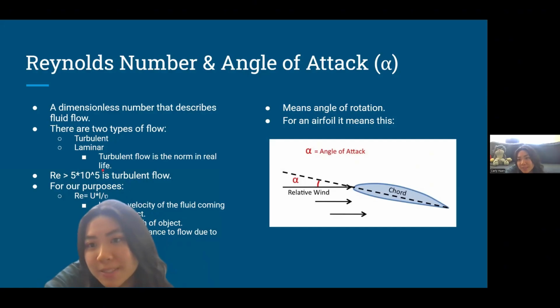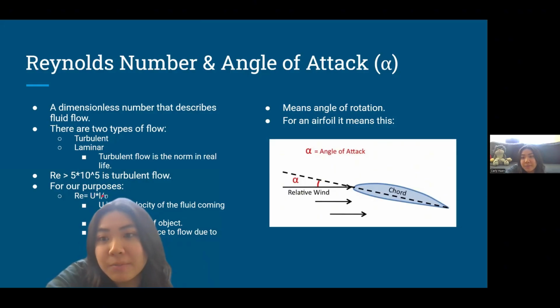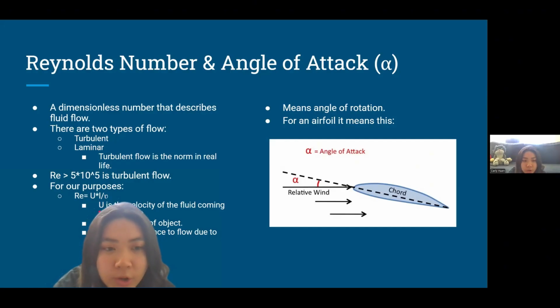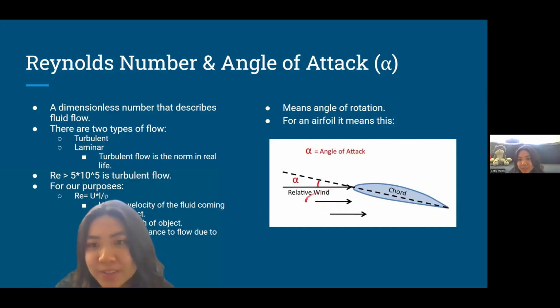Anyways, for our purposes, the Reynolds number equation goes U times L over nu. Yes, it's nu. I get my Greek letters a little confused, so let me define the quantities one by one. U is the free stream velocity. I wrote down the simple version: U is the velocity of the fluid coming at the object, like these arrows, right?